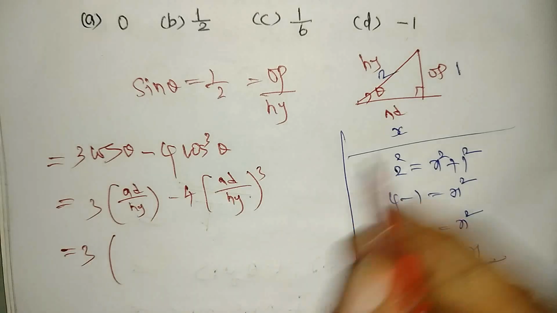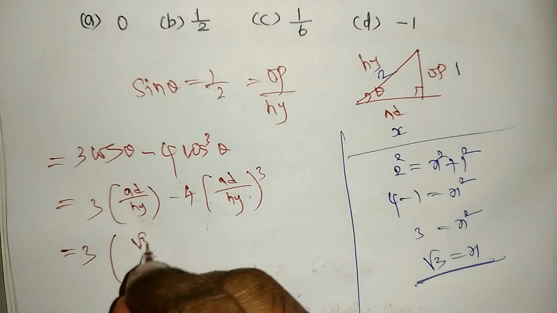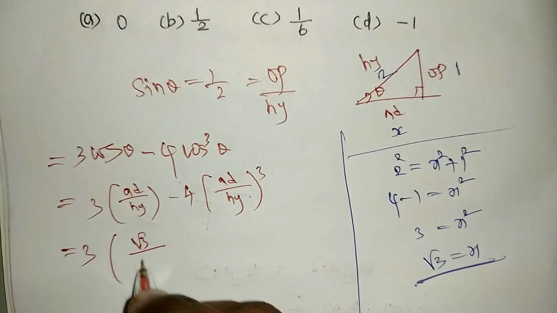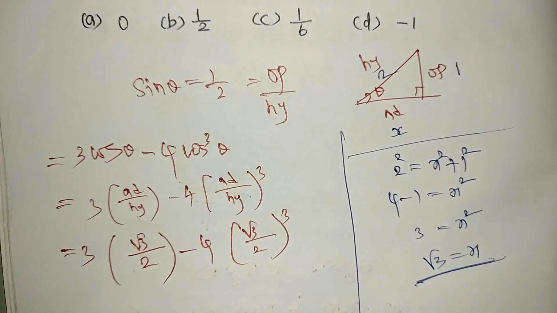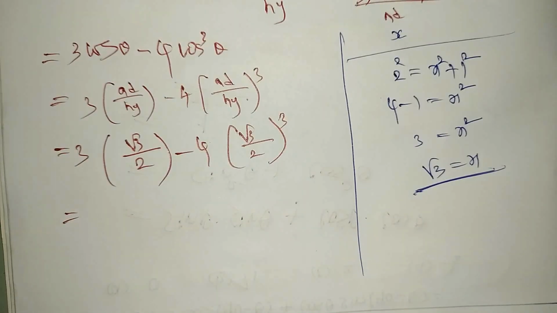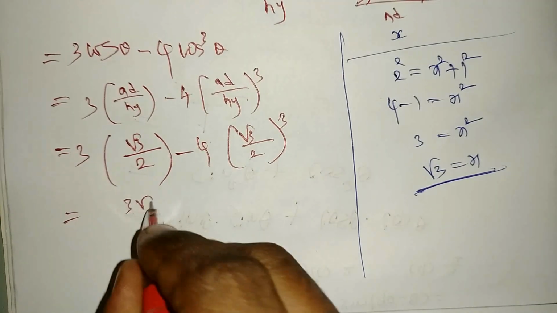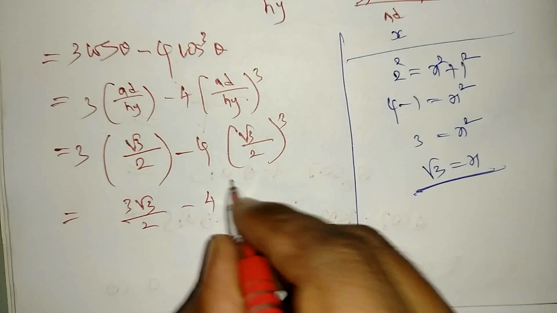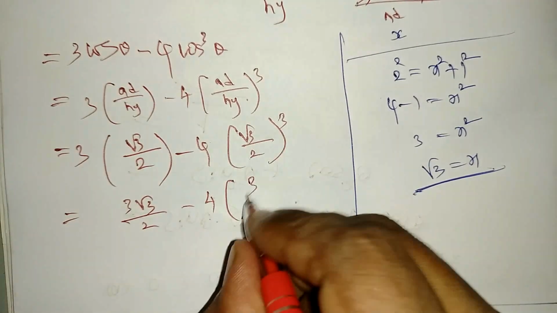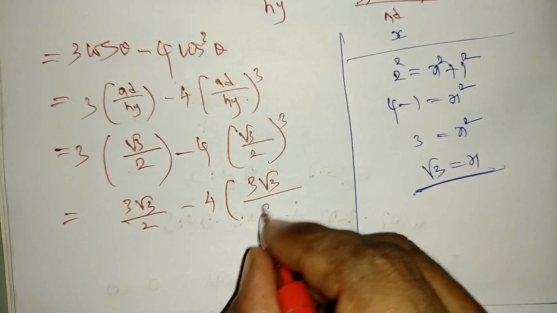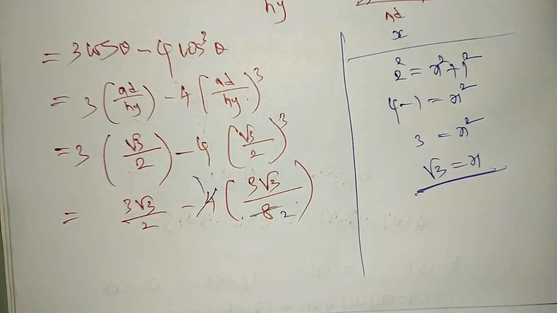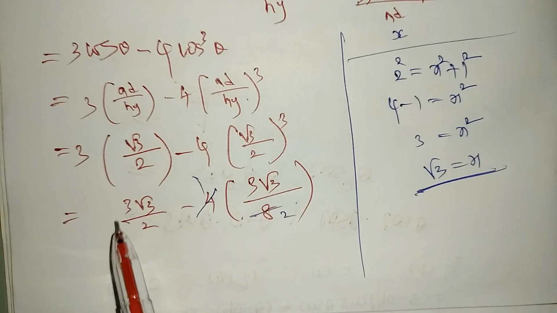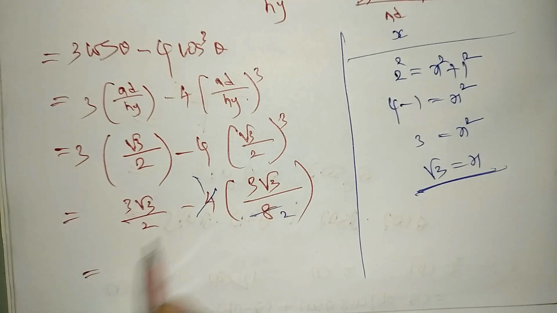3 into adjacent we have root 3 and hypotenuse 2, minus 4 into, likewise, root 3 divided by 2 cube. Now see, this is simplification. 3 into root 3 is 3 root 3 by 2, minus 4 into root 3 cube, answer 3 root 3, divided by 2 cube, answer 8. Now we have to cancel, 1 time, 2 time. Now see, this 3 root 3 by 2 and 3 root 3 by 2, both are cancelled because in between we have a minus symbol, so we are getting 0.